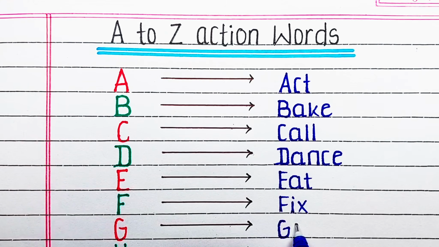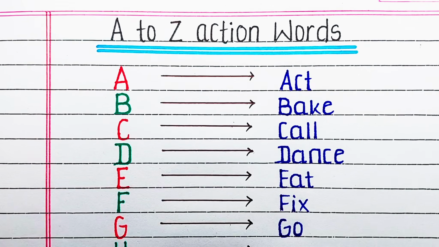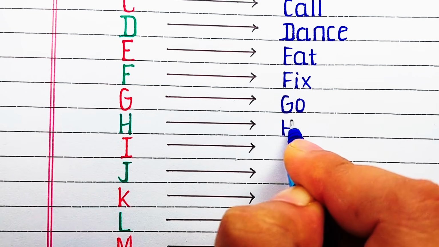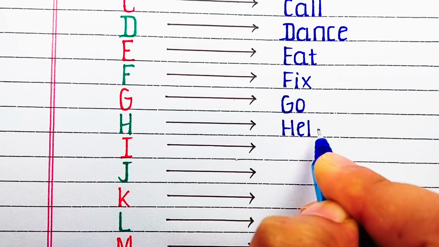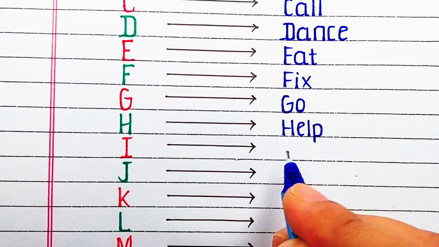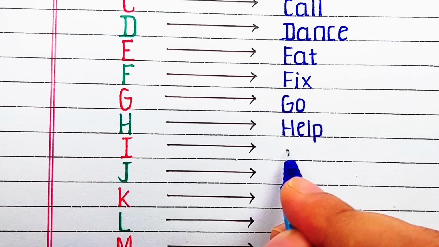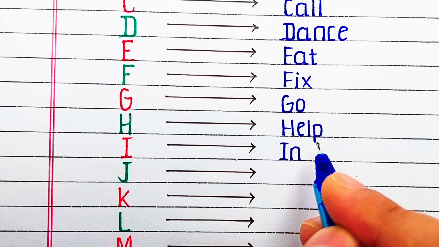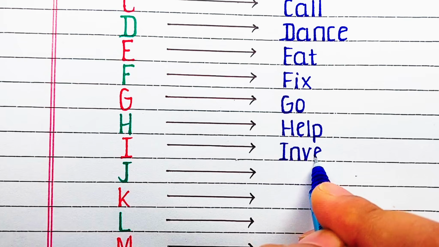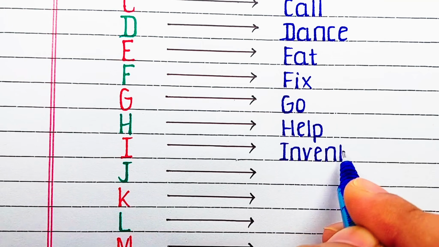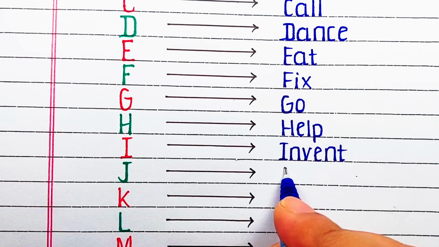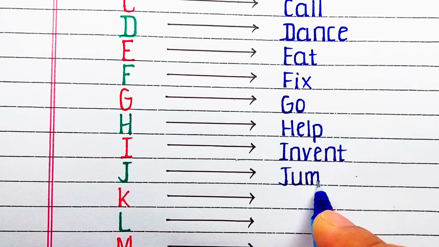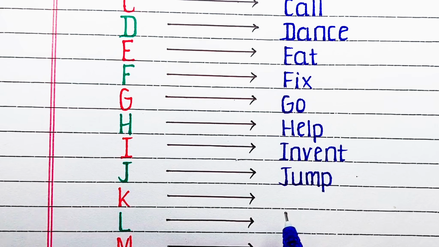Next is alphabet G. The word is GO, go. Next is alphabet H. The word is HELP, help. Next is alphabet I. The action verb starting with letter I is INVENT, invent. Next is alphabet J. The word is JUMP, jump.